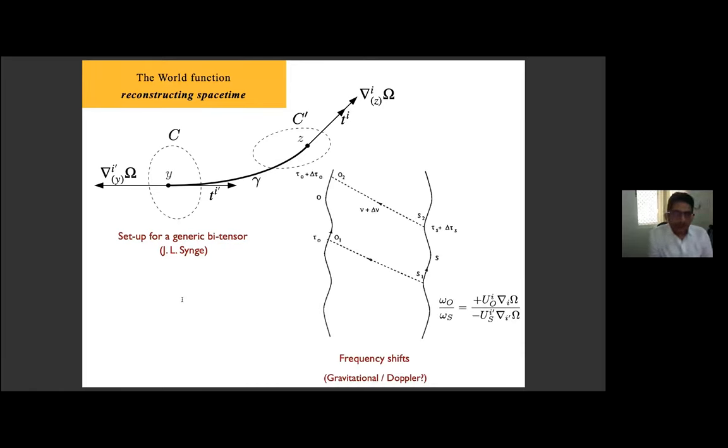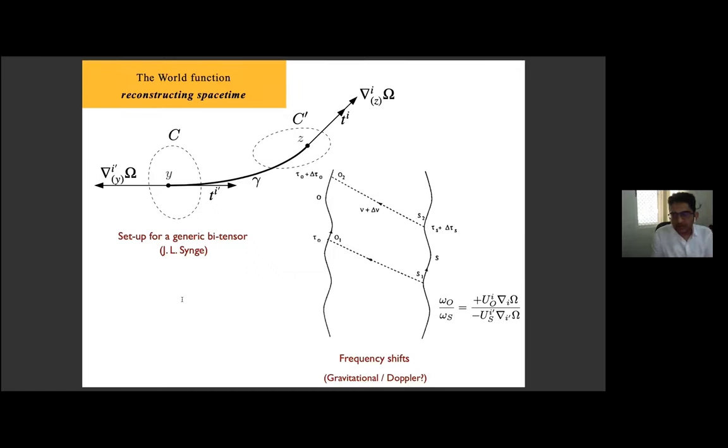And although it might look slightly like an overkill, because if you give me a metric, I can describe everything locally, it's well worth highlighting that some very ordinary textbook expressions for things like redshifts and frequency shifts in a gravitational field can be completely recast in terms of the world function. I'm denoting it by omega and its derivatives. For example, here I've taken a very elementary textbook description of frequency shift between an emitter and a receptor. It is simply given by the expression shown on the slide here.